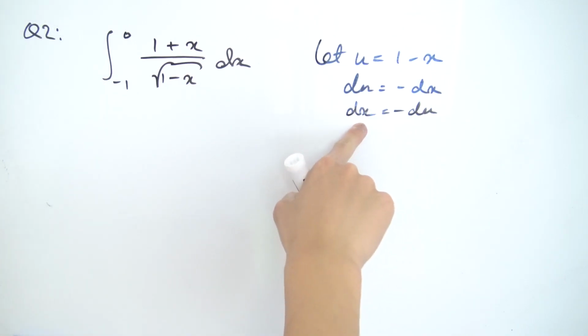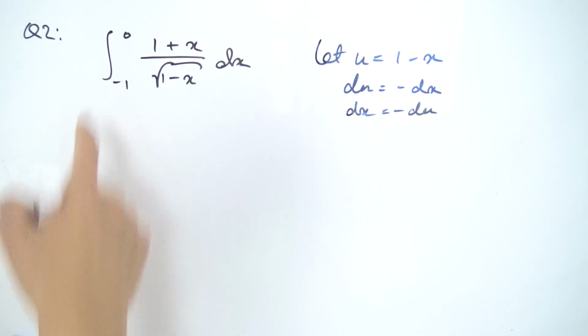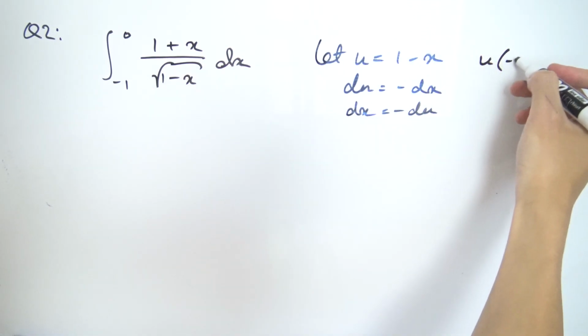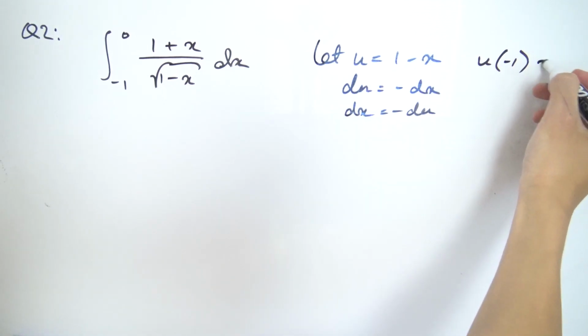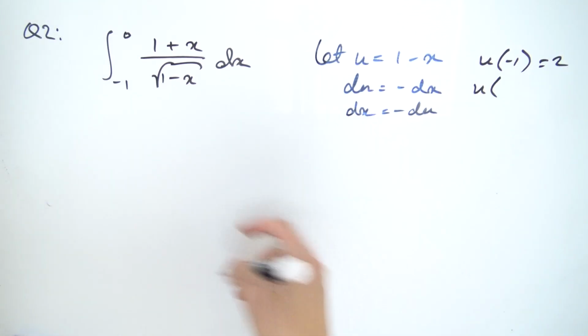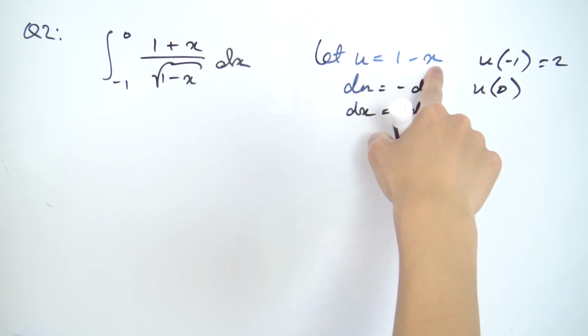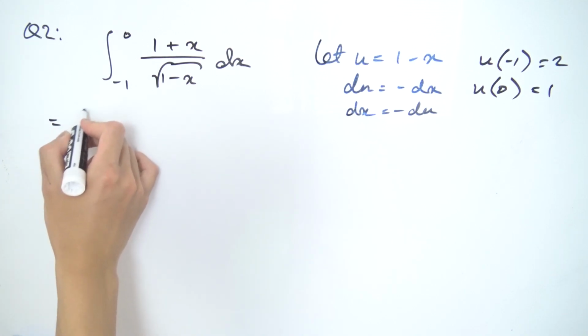So we're going to be subbing in this expression for dx later on. And let's take care of the bounds as well. So notice u at -1. Well, if you plug negative one into here, you're going to get 1 minus -1, which is 2. And u at 0, well, plugging 0 into this, we're going to get 1 minus 0, which is 1. And now this integral turns into the integral.